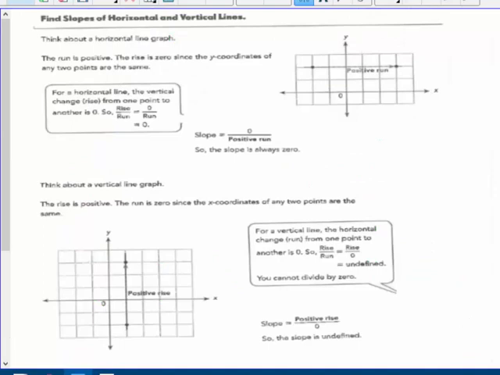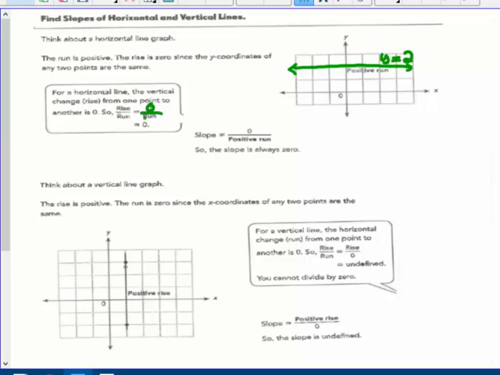Find slopes of horizontal and vertical lines. Think about a horizontal line. Well, I know that this is the line y equals 2. We talked about that when we were doing intercepts. This whole line here is the line y equals 2. The run is positive. The rise is 0. So I'm not rising whatsoever at all. So in the rise over the run formula here, you can see zero in the numerator.